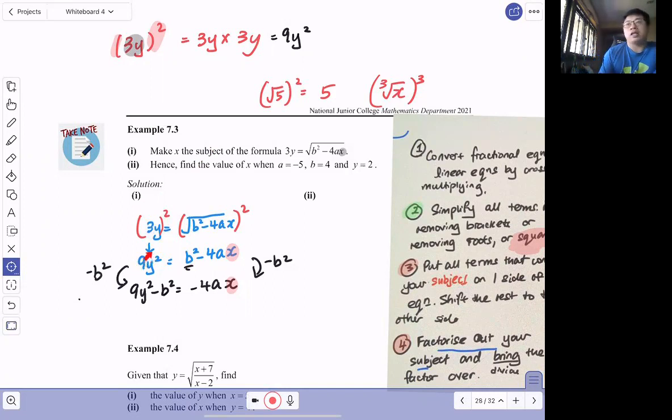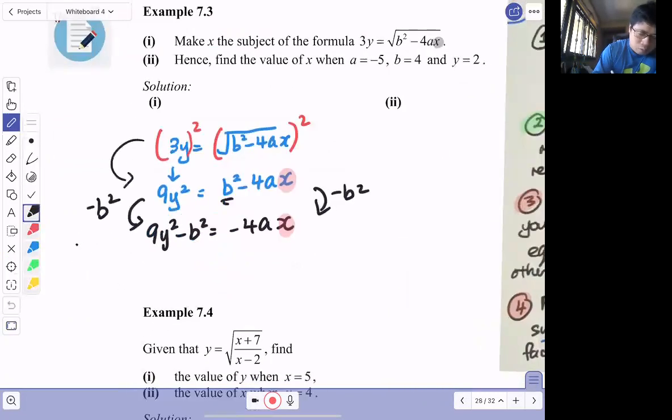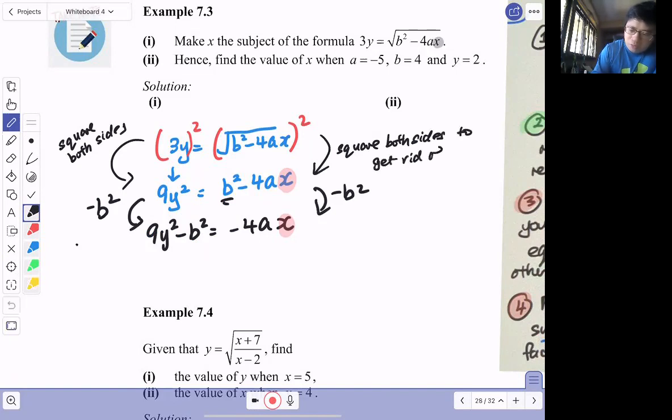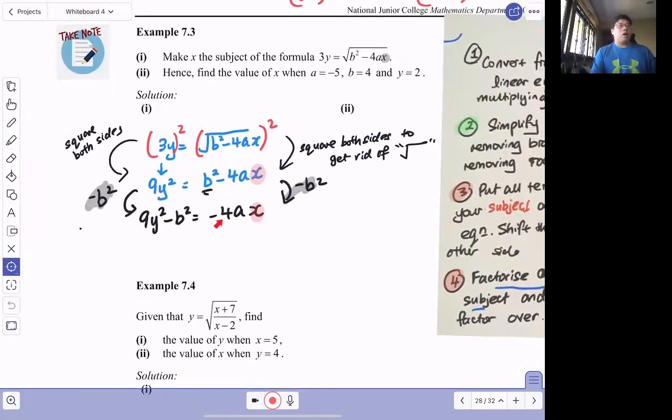Let me make it even more explicit. What I'm doing is squaring both sides. I square both sides to get rid of the square root sign. After that, you can see very clearly the operation I'm doing here. I subtract b squared on both sides. After that, wow, so nice. Left one term only.